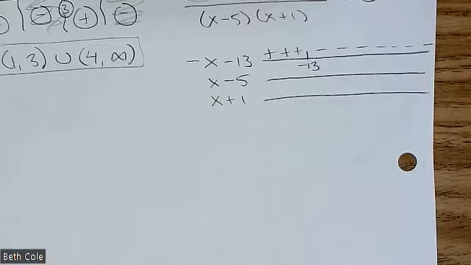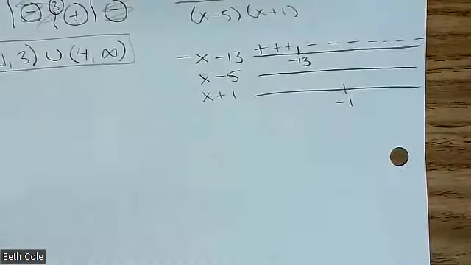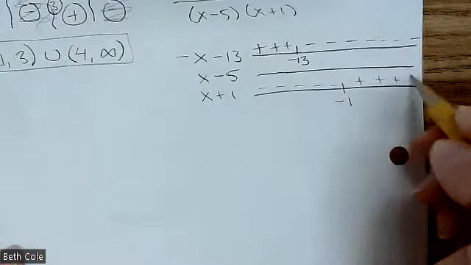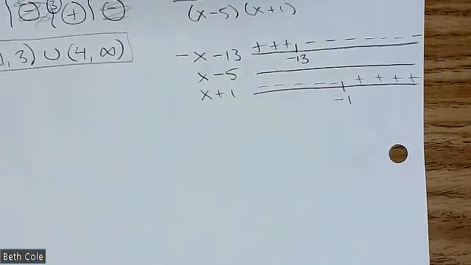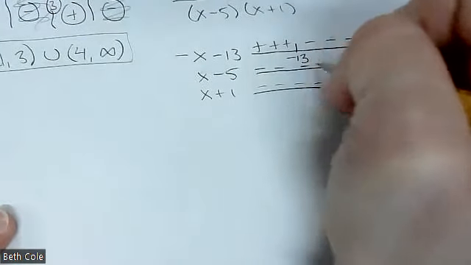And then which one would be next? x plus 1, that'll give you -1. And how can I fill in the line? Yep, negative to positive. And then the last one is 5. And again, negative to positive.